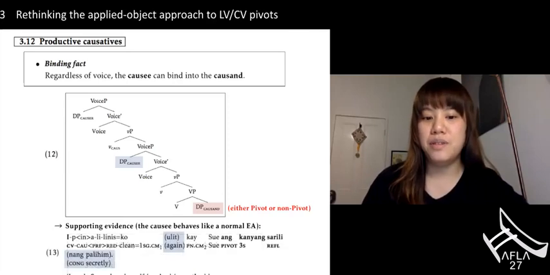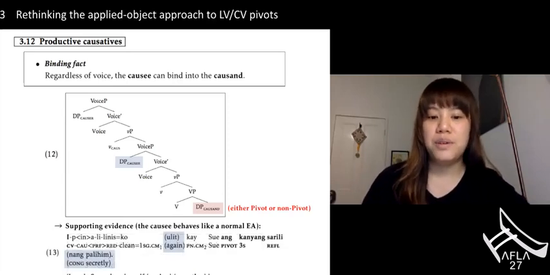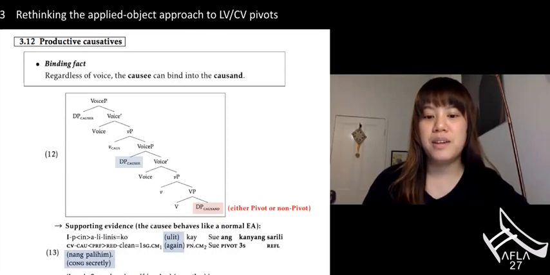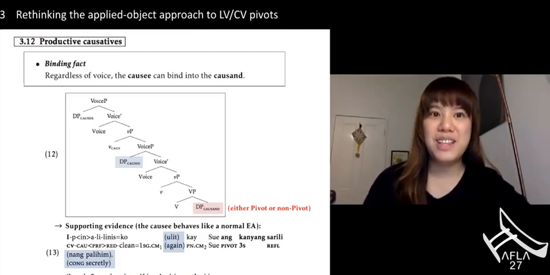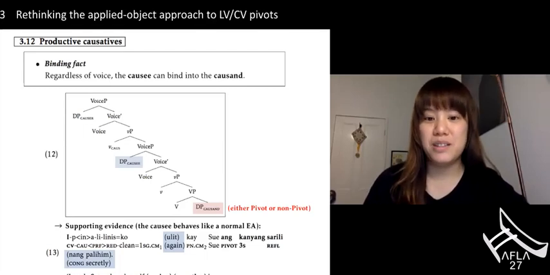as seen in 13. So, I made Sue clean herself again secretly. So in this circumstantial voice clause, this 'again' and 'secretly' can independently modify this causee, suggesting that it is an agentive external argument rather than some kind of phrase licensed by an applicative phrase.